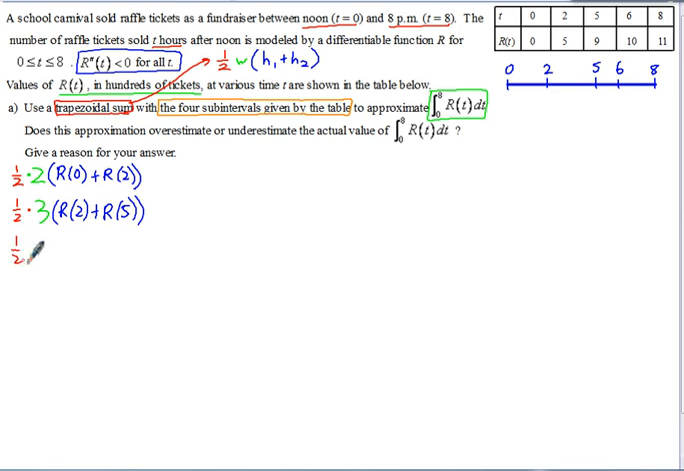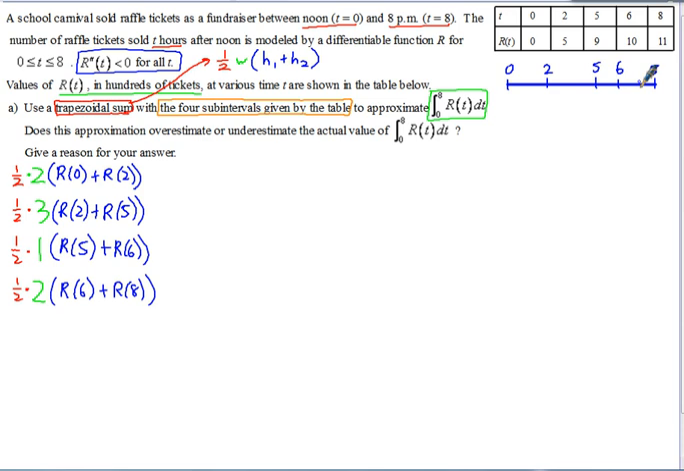And then the next trapezoid, 1/2 times the width of the next subinterval from 5 to 6, which is just 1. And the heights come from r of 5 and r of 6. And then the width of the last subinterval from 6 to 8 is 2, with r of 6 plus r of 8.